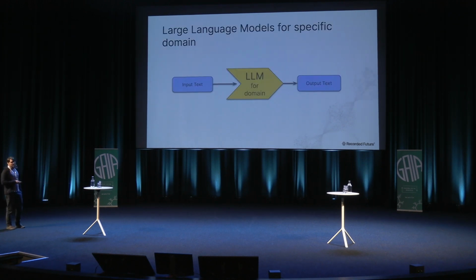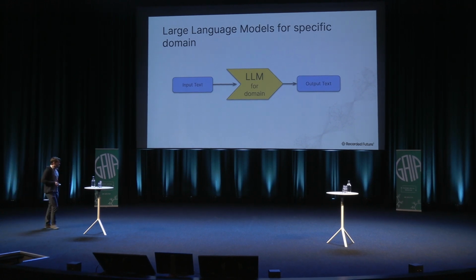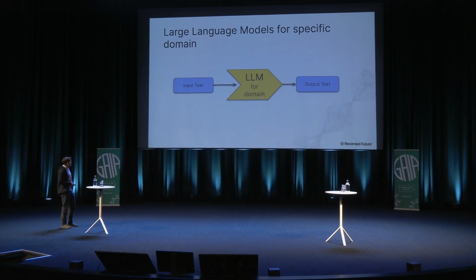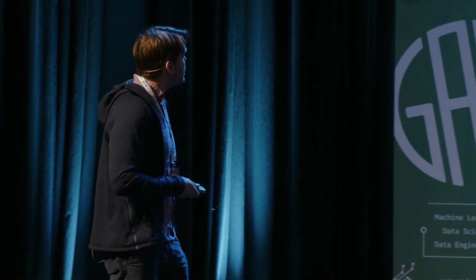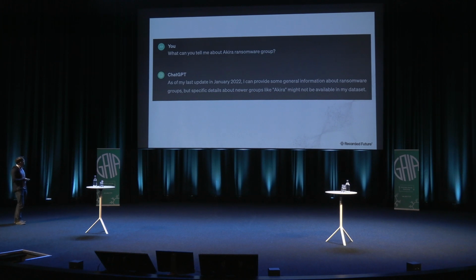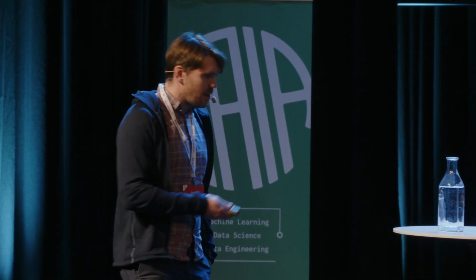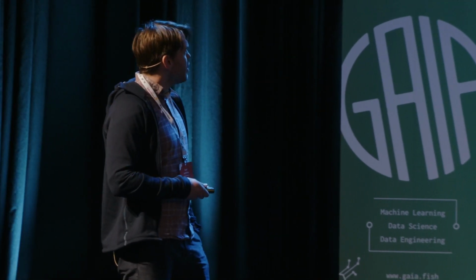But what about if you actually wanted to do something for what you care about, your domain or your business or what have you? In our case, we are dealing with threat intelligence. So I asked it the following question: what can you tell me about Akira ransomware group? And then we get this answer: as of my last update in January 2022, I think you've seen these types of answers before, but it can't give you any real information. Really what we want to do is to understand how you can bridge that gap. How can you connect these LLMs to what you care about?